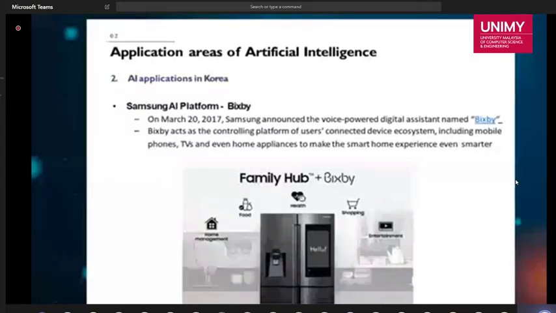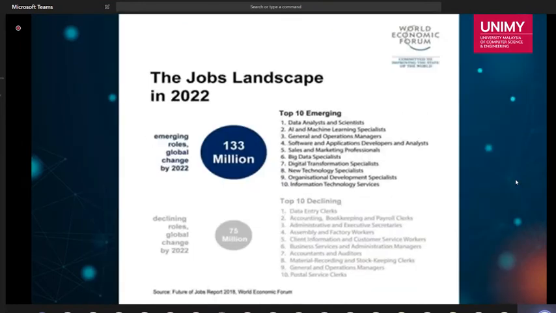So this is another one I'd like to share with you all. Based on the job scope, if you are graduates or college students, this is the top 10 emerging jobs in the current trend and even in the future. Data analysts, AI and machine learning is second, almost there. General and operation managers, software and application developers, sales and marketing, big data, digital, new organization, information technology services. These are the top 10 emerging. This comes from the World Economic Forum, so I think we have to believe it.